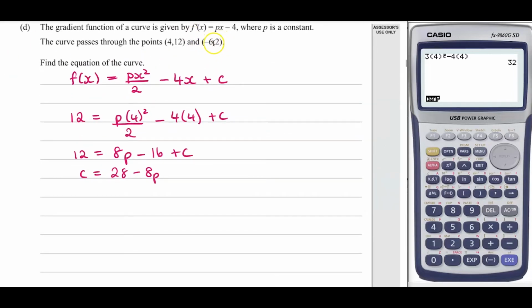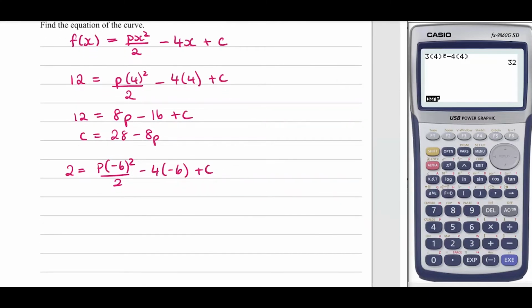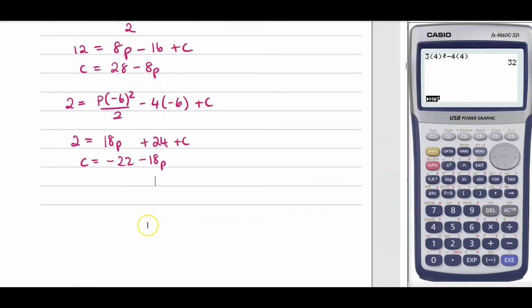Right, the other bit of information we have is this other coordinate here. So when x is minus 6, f of x is 2. So 2 equals p times negative 6 squared over 2 minus 4 times negative 6 plus c. And again, sorting that out, we get c is minus 22 minus 18p. So we've got c is equal to this, and c is also equal to that. So if we set them equal to each other, we can work out p.